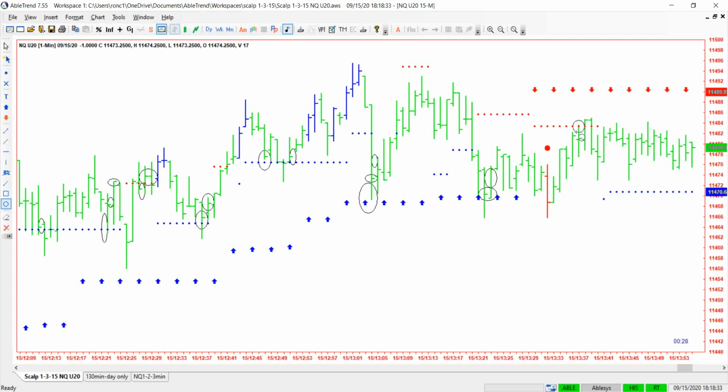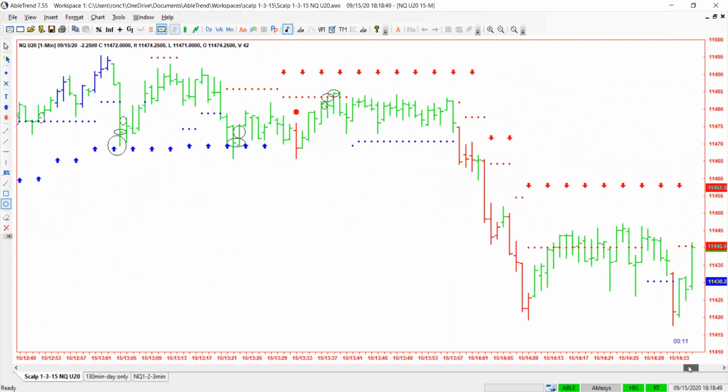Hits the red dot, closes under it. This one closes above it. And actually, you could have got the 5 points first, but I'm going to count that as a losing trade. Because once it closes above it, or even if you put your stop just a couple points above the red dots, a couple points above the red arrow, if you're in on an arrow, you're out.